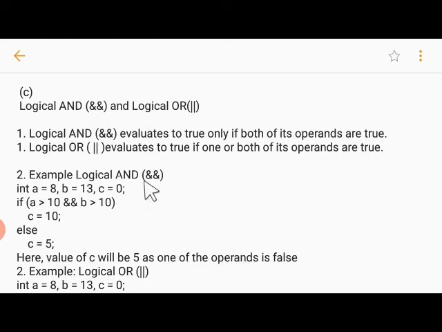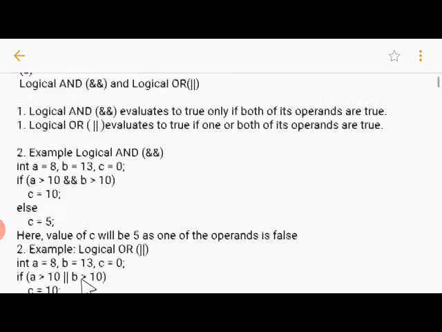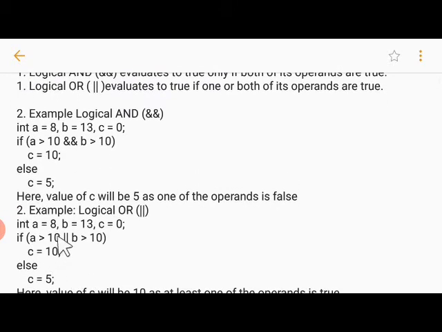Now we look at the logical OR. It evaluates to true if one or both of its operands are true. It means if even a single operand is true, then the logical OR will be evaluated as true. For this we can take this example: a 8, b 13, c 0, these are int type variables. If a greater than 10 or b greater than 10, so OR is there. Everything is the same as in the previous example, but what is different now is that the logical OR is there.